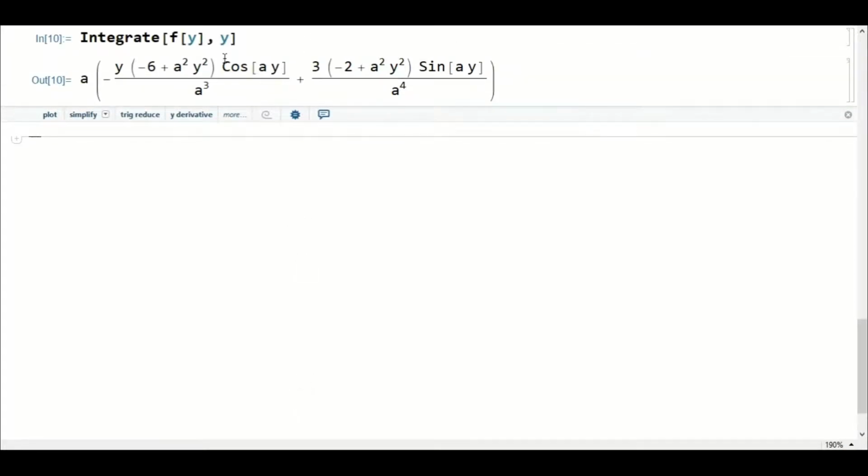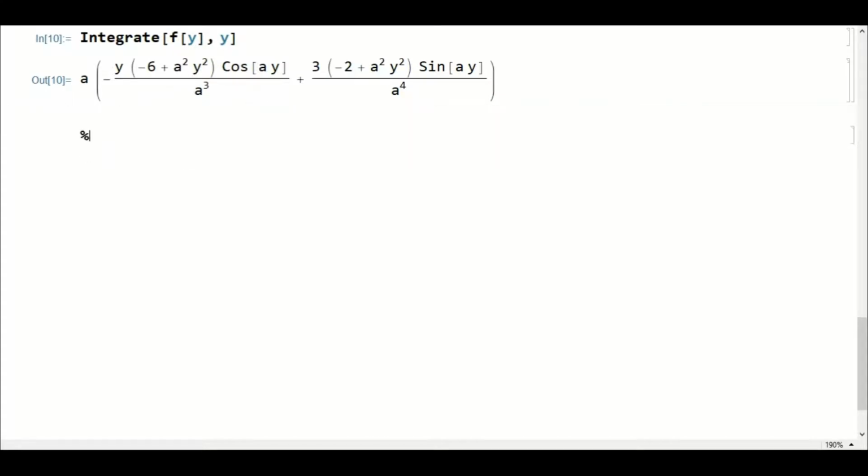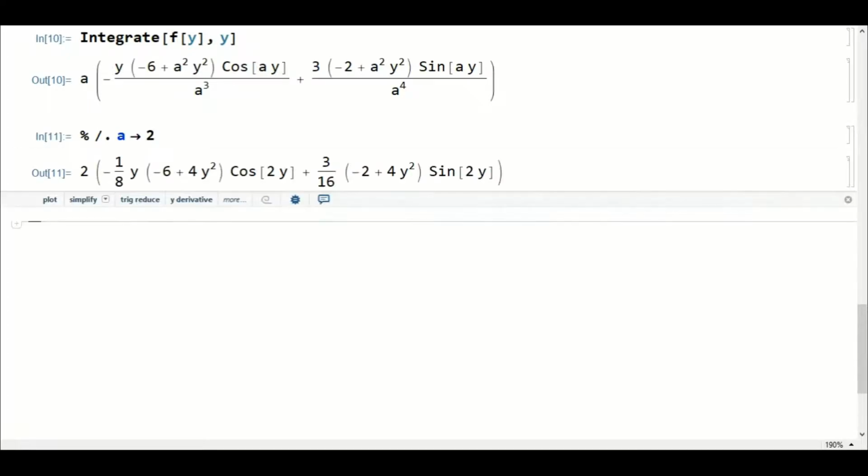Now suppose that you have got the value of a. Then what you will do is type percentage, then slash dot. Percentage is the last result, and slash dot is the replace, and I am writing a tends to 2. So basically in this last expression, a will be replaced by 2. You can see that this is how this works.